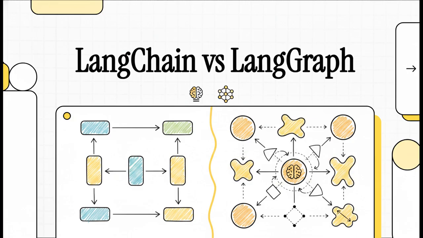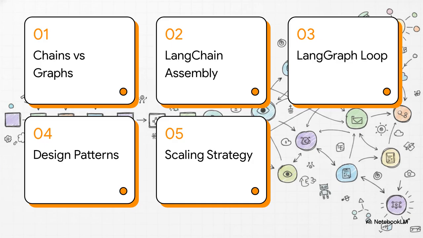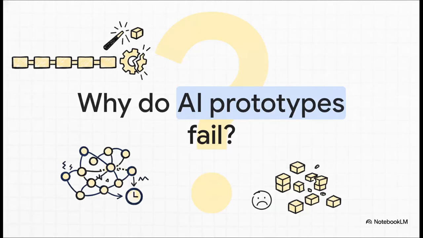Let's get into it. All right, here's the game plan for today's explainer. We're going to cover linear chains versus stateful graphs, look at LangChain as the assembly line, and LangGraph as the autonomous loop. Then we'll get into some advanced agent design patterns and wrap up with how this all impacts scaling your AI strategy. But before we get into the tech, we've got to talk about the elephant in the room.